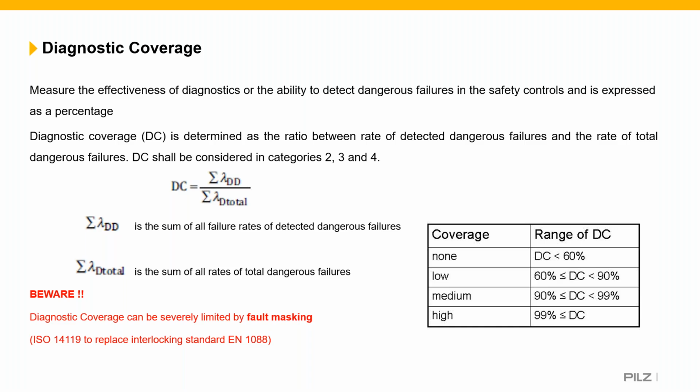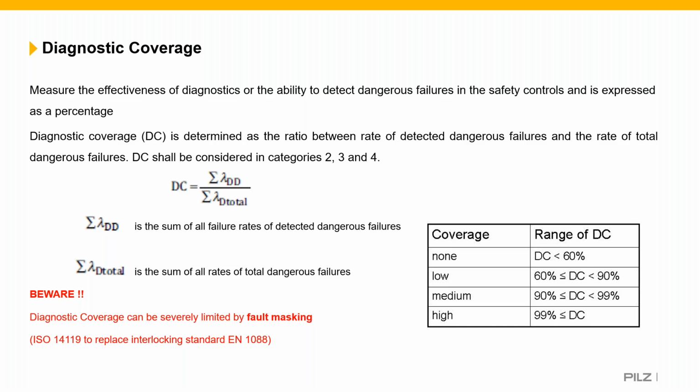If you can detect between 60 and 90, then you have low diagnostic coverage. 90 to 99 is medium, and if you are then going to claim that you're going to detect all dangerous failures and the system's going to detect them either immediately or for the next demand upon the safety function, you can claim high diagnostic coverage.